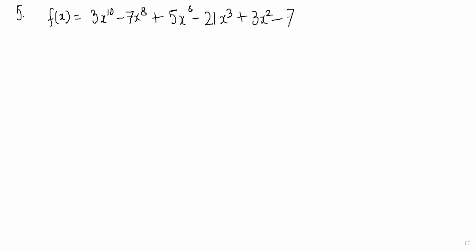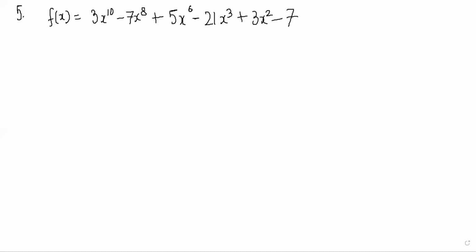5 and 6. 5, the function is given. f of x is given to be 3x power 10 minus 7x power 8 plus 5x power 6 minus 21x cube plus 3x square minus 7.